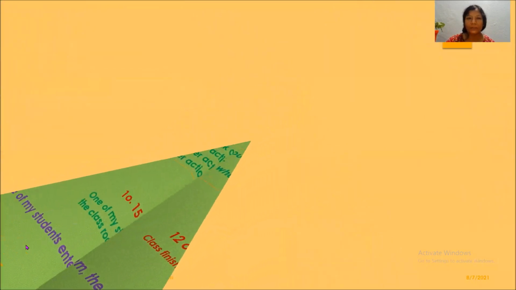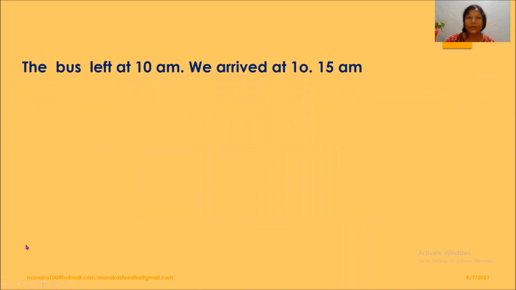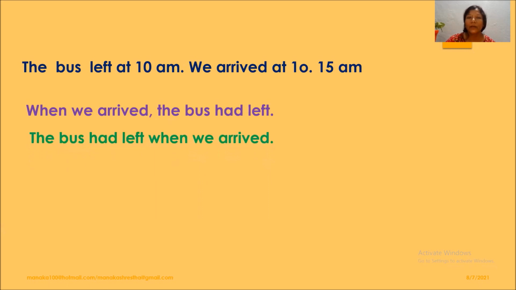Next example. The bus left at 10 a.m. We arrived at 10:15 a.m. Which happened first? The bus left. And then we arrived. So we can say, when we arrived, the bus had left. The bus had left when we arrived. We can say it in two ways, but the meaning is the same. When we arrived, the bus had left.